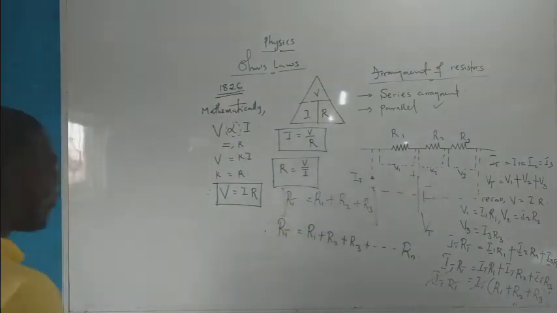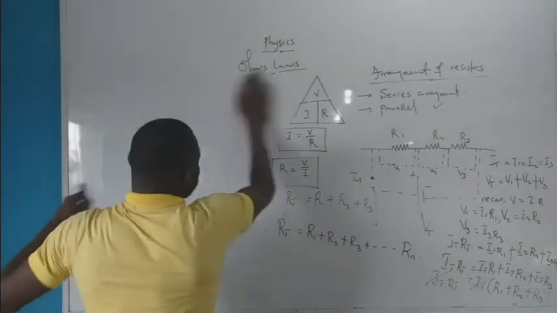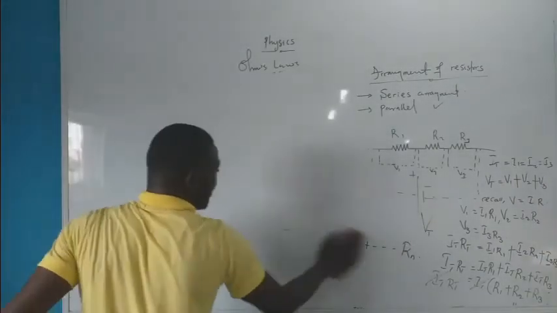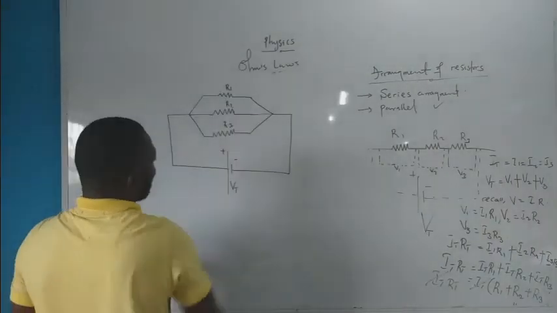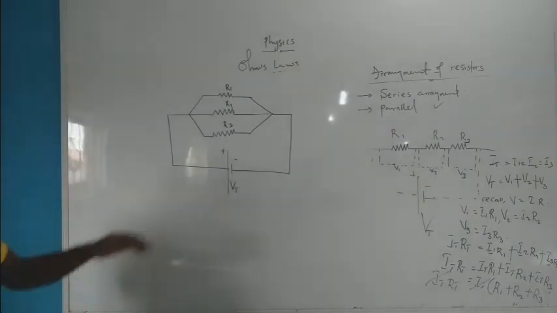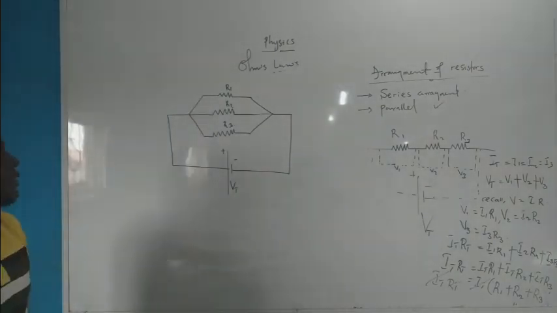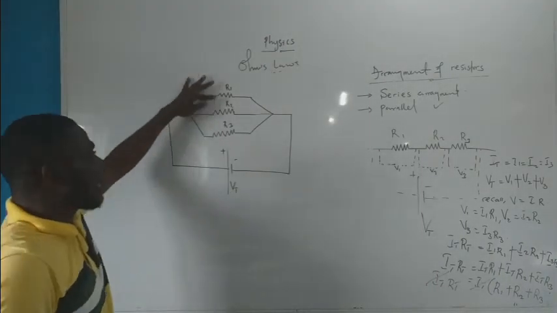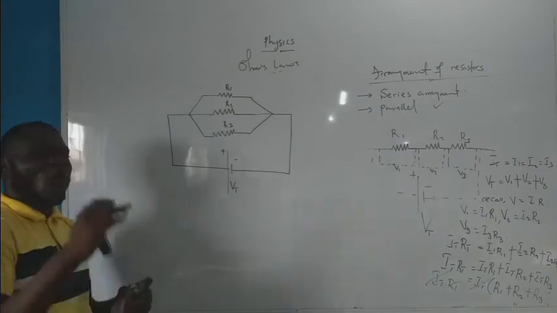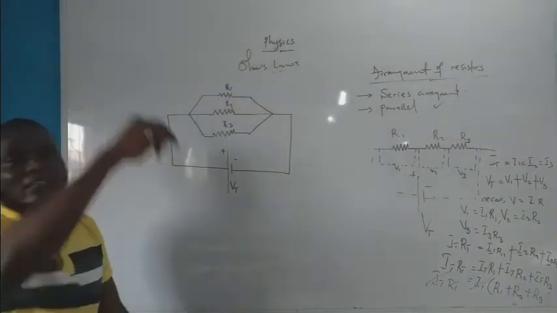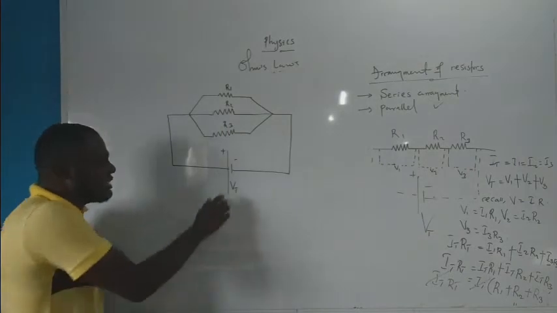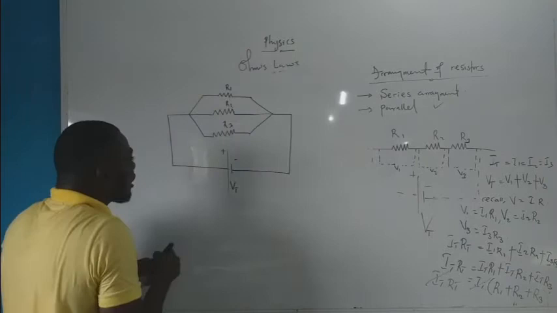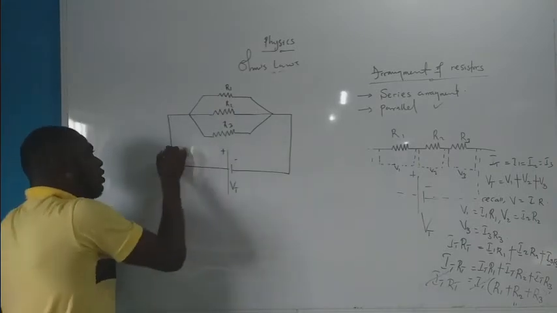So let's look at the parallel combination. This is what we call parallel combination. When three resistors of resistance R1, R2, and R3 are connected in parallel, they will have the same voltage, but different currents.